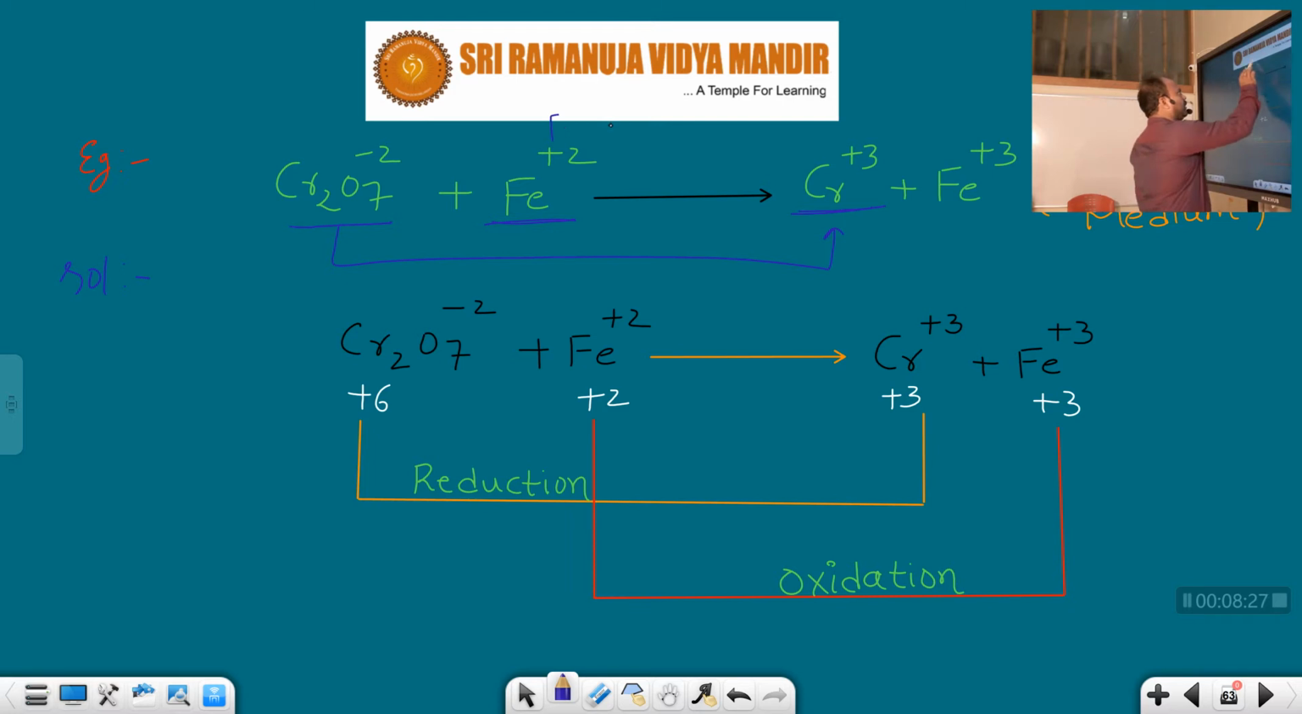The ferrous ion, Fe2+, changes into the ferric ion. Fe2+ is called ferrous, Fe3+ is called ferric. So here the chemical change takes place. The dichromate ion and the ferrous ion react with each other to form the chromic ion and the ferric ion. Cr2O7 2- changes into Cr3+, and Fe2+ changes into Fe3+.